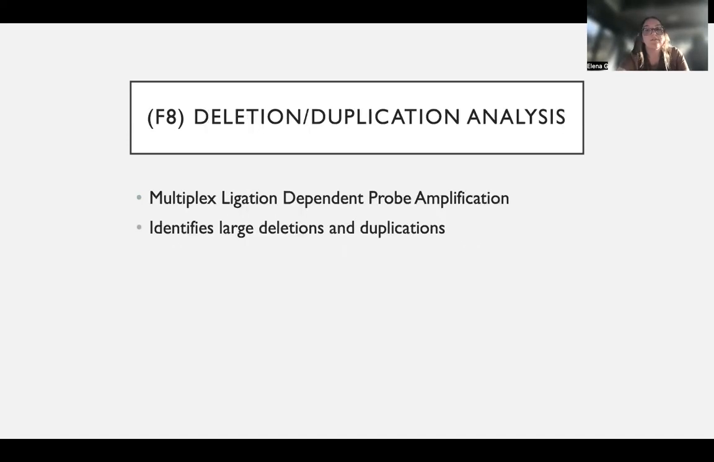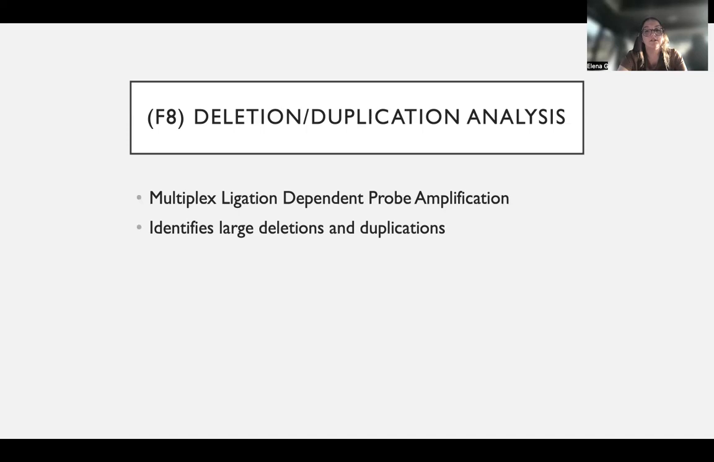And then lastly, the F8 deletion duplication analysis uses multiplex ligation-dependent probe amplification to identify large deletions and duplications in the F8 gene. And they do this by comparing copy numbers of a set of DNA sequences in a patient sample to a control sample. So this means that it's a test used to detect hemophilia A that is caused by mutations that specifically insert or delete nucleotides into the genetic code.